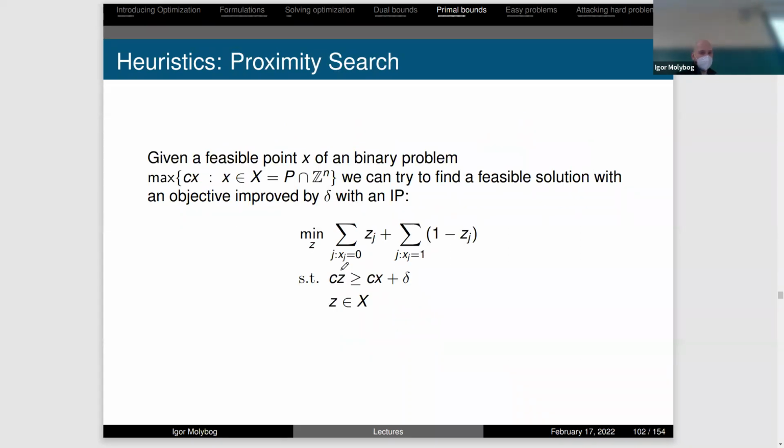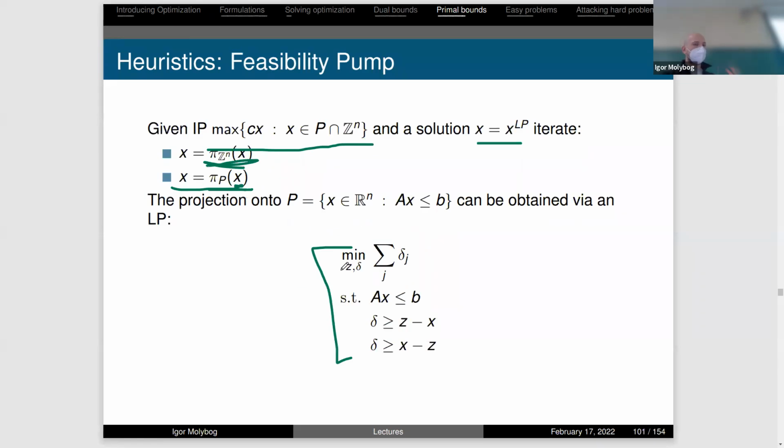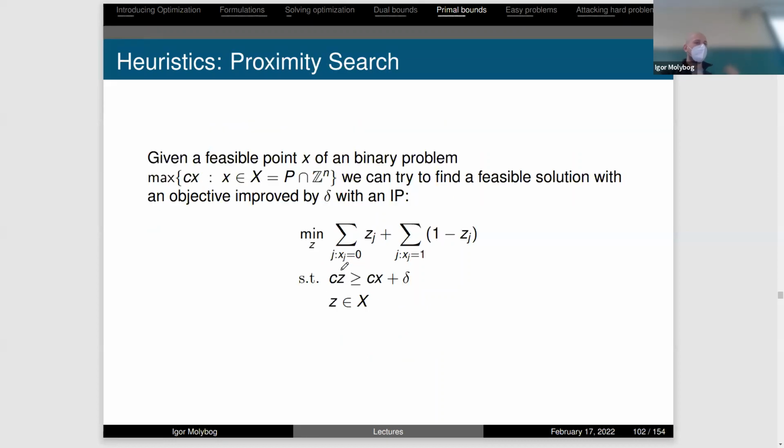So the next important heuristic is the proximity search. So we are again talking about the IP problem, and we can try to find a feasible solution with an objective. Oh, okay. So now we are switching from a problem of finding a feasible solution to the problem of finding a better feasible solution. So from now on, we're gonna be assuming that we already have some feasible solution at hand, and now we would like to improve it. We would like to find something better than we already have.